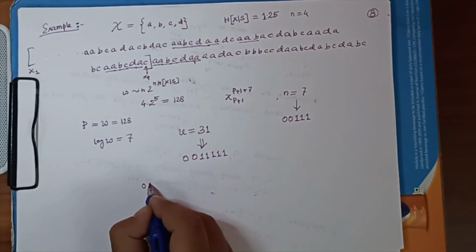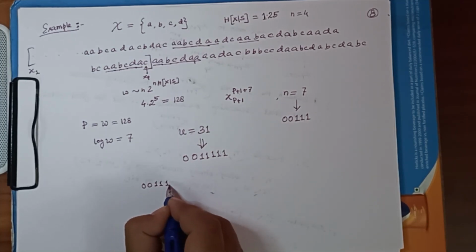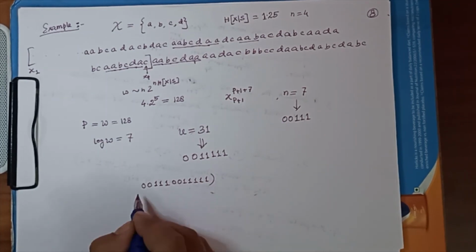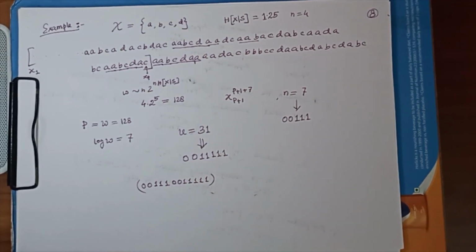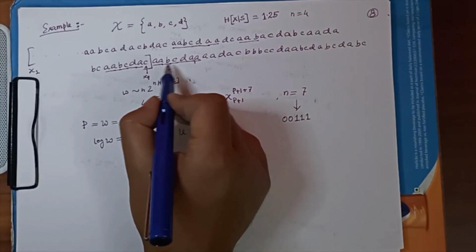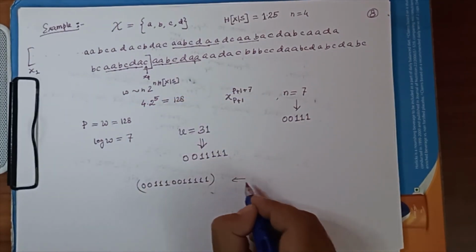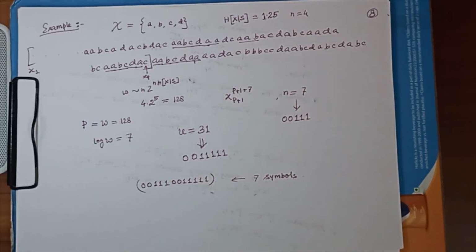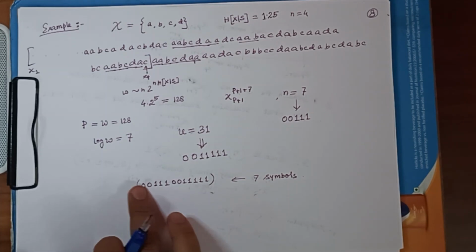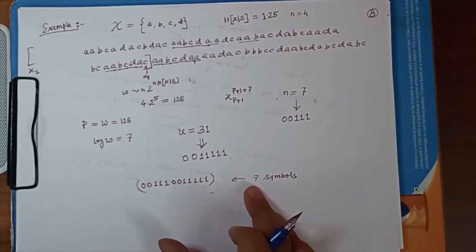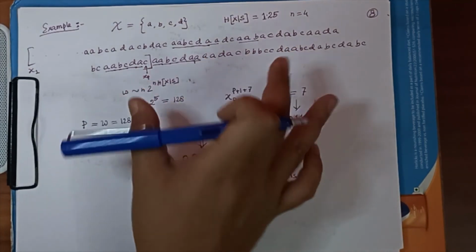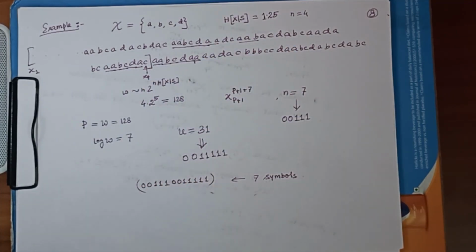So 00111 0011111. So this is your encoding of these 7 symbols. Okay. So how many bits are required? 12. So 12 bits for 7 symbols. As these symbols grow, you will get even better representation.